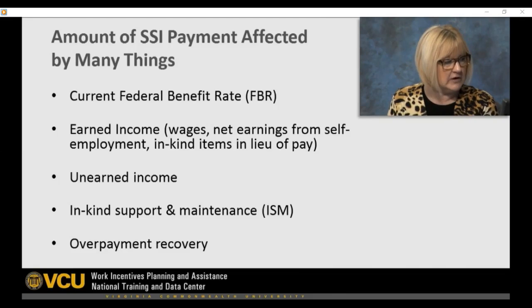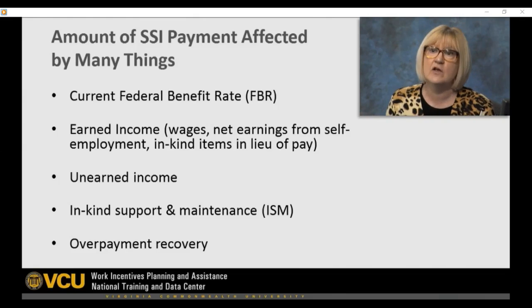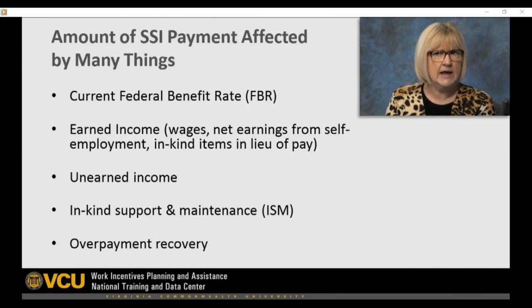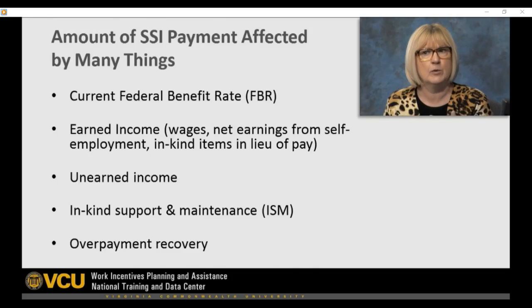So wages, net earnings from self-employment, and even in-kind items that you receive in lieu of pay. You've all heard about jobs where you might get room and board as part of your compensation package. That would count. The value of that room and board would count as earned income. Unearned income, the definition of this is really simple. It's any income you receive that's not earned is unearned. All right, so that's basic. And you can see the means testing here, right? It's not just a wage replacement program. It really is a means tested income support program, looking at all of the things that you're bringing to the table and adjusting that cash payment accordingly.